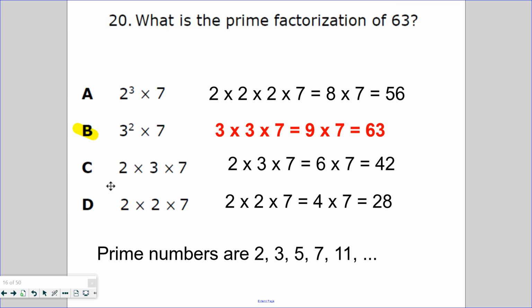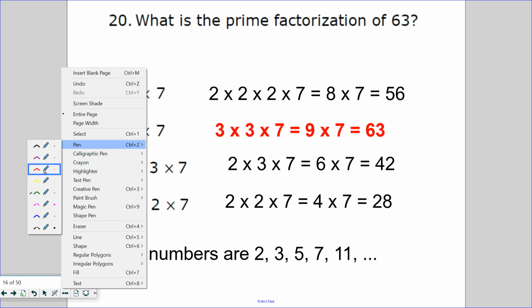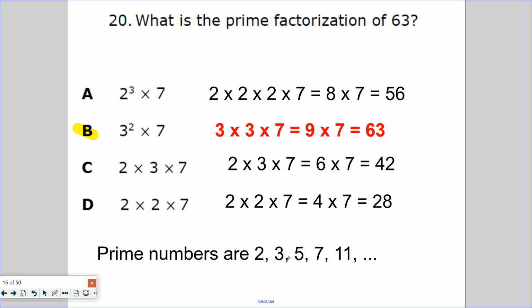20. What is the prime factorization of 63? So again, for those who forgot, prime numbers are 2, 3, 5, 7, 11. So do you remember your exponents? How do you say this as repeated multiplication? 2 to the power of 3, 2 times 2 times 2 times 7. 2 times 2 is 4 times 2 is 8 times 7, 56. That's not equal to 63.